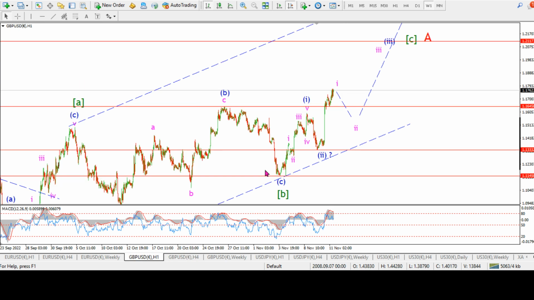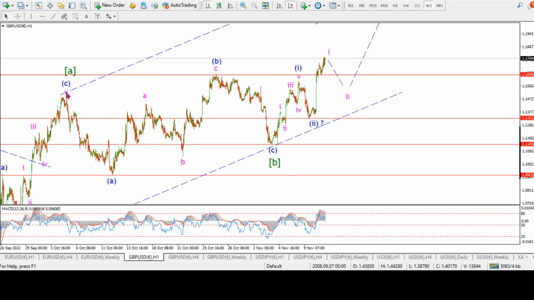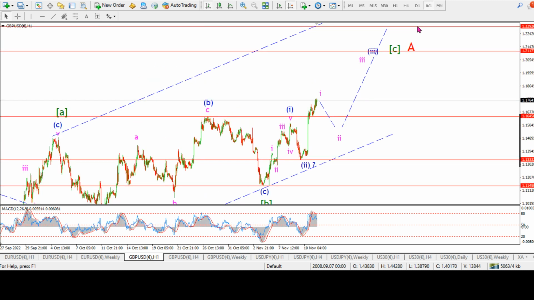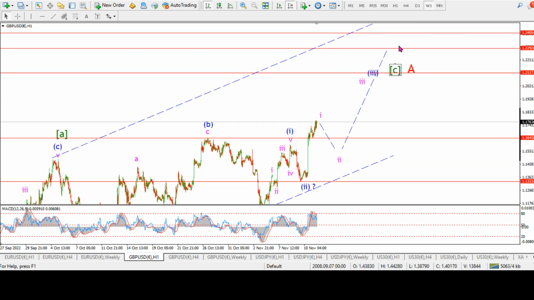Let's get to the hourly count here. You can see we've got this A, B, C pattern going on here. So again, a running flat wave B. We've got wave A up, a standard 5-wave rally, then an ABC correction as a running flat, and now we should be looking towards the 5-wave pattern again in wave C of wave A. I'm suggesting somewhere above 120, maybe 121, depending on how this pattern plays out in wave C.